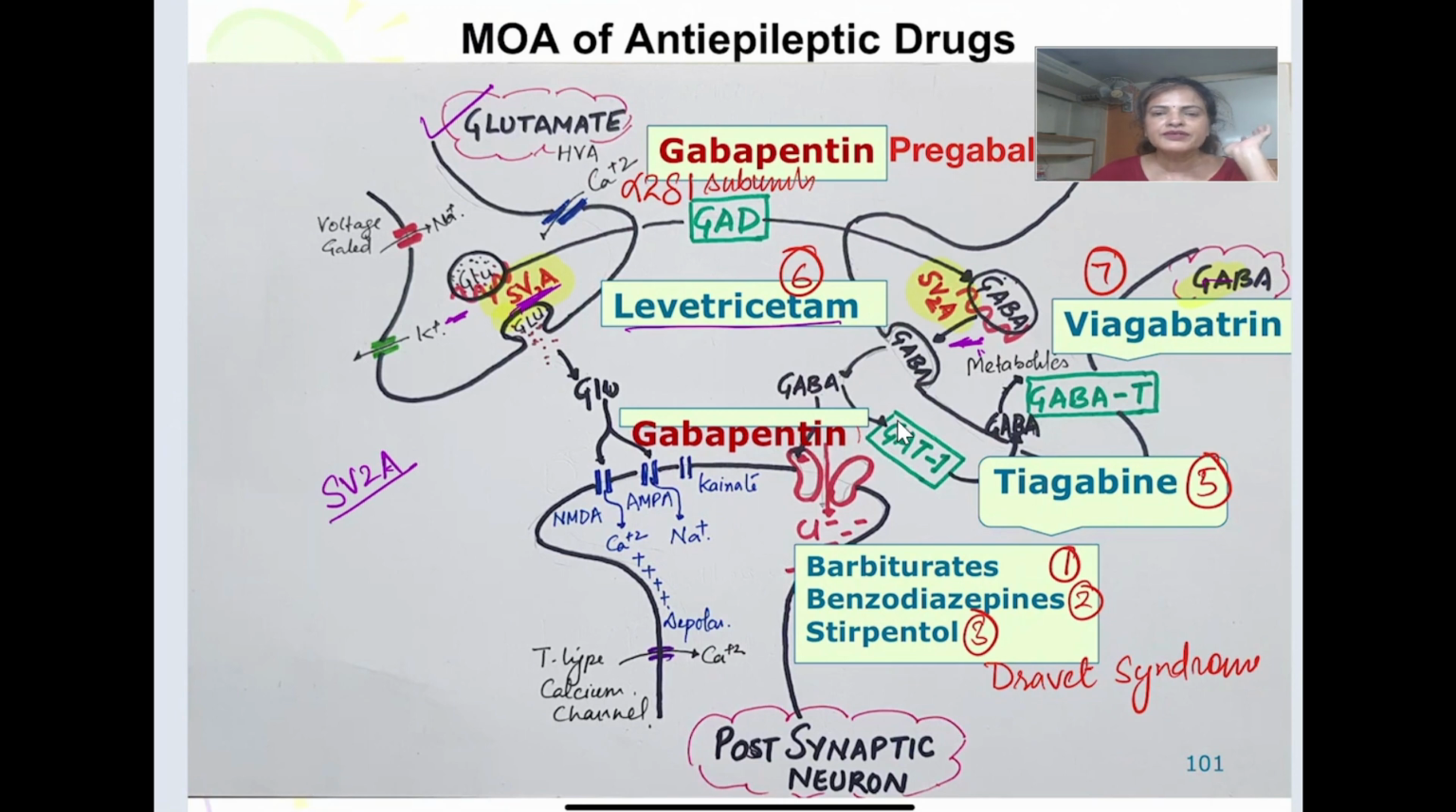That's it. So levetiracetam is going to cause a modification of the release of neurotransmitter by binding with the SV2A, that is synaptic vesicle 2A protein.